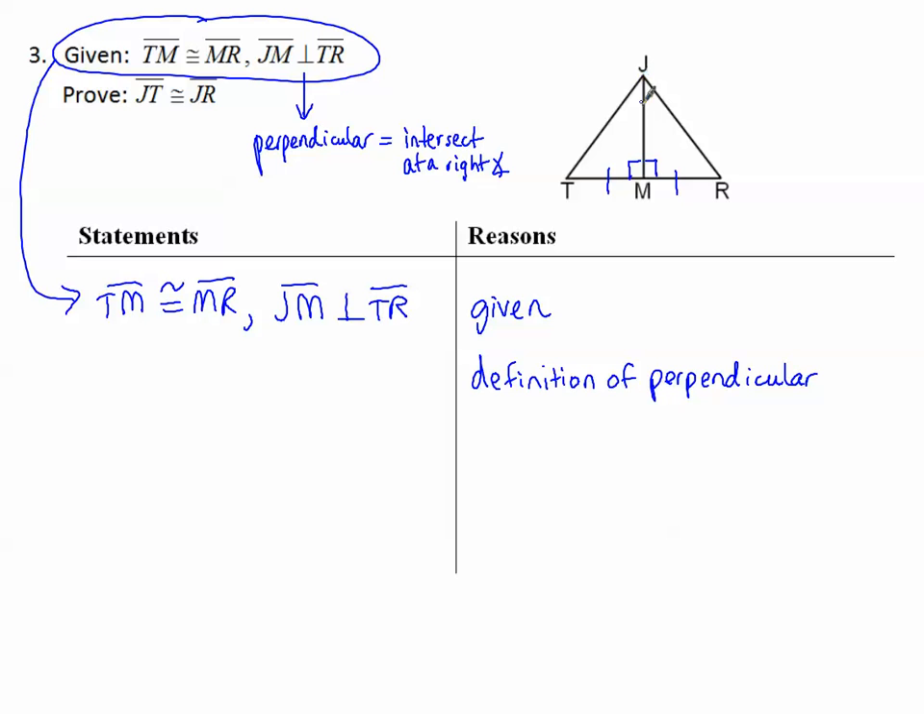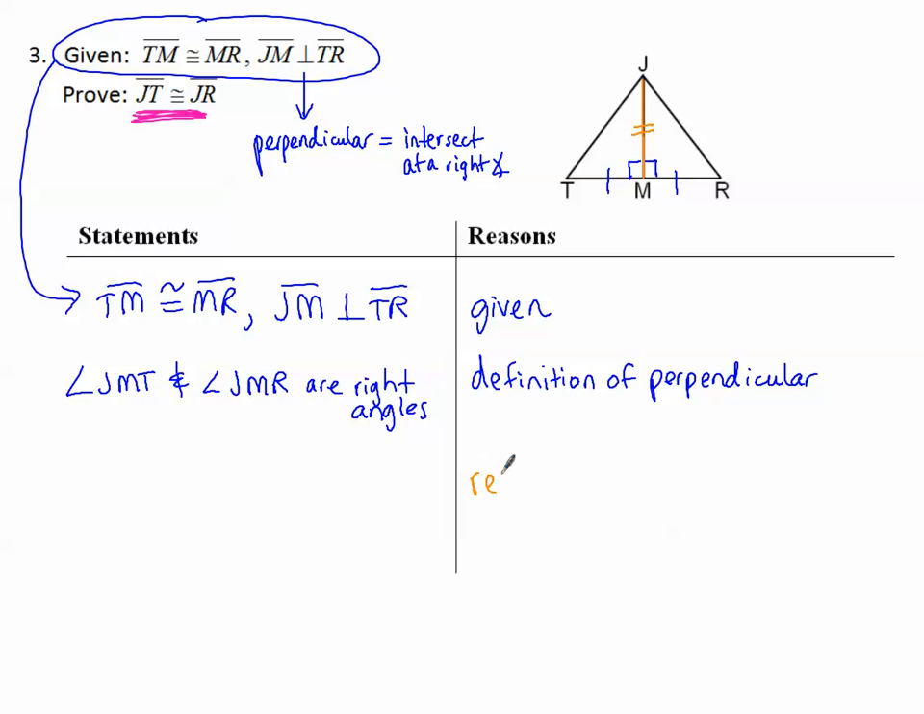So I'm going to say that angle JMT and angle JMR are right angles, because I know that's what perpendicular means. They're making a right angle. Now, I'm trying to prove these segments are congruent, but I've got to get the triangles to be congruent first. So if I look at one triangle, notice I only have a side and an angle mark. Not enough information. Let's try to mark more things. How about this shared side?